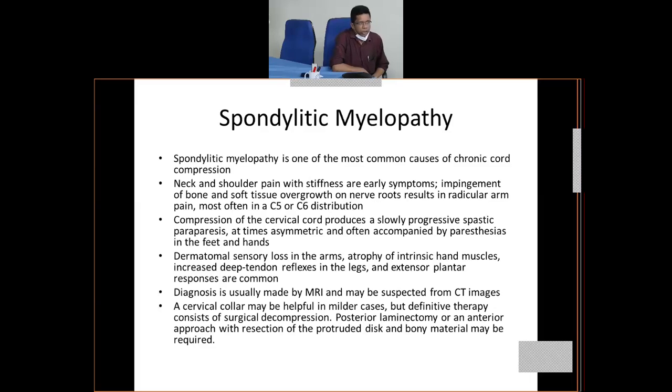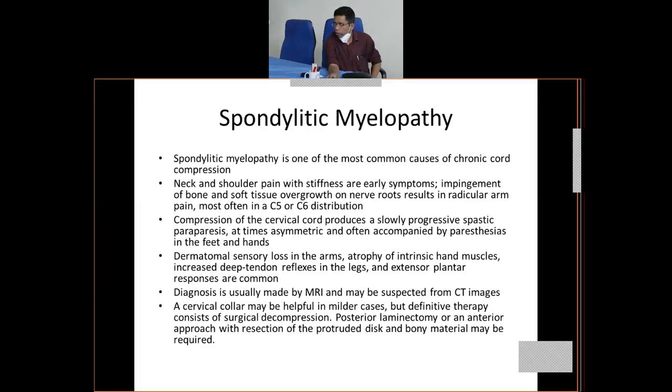In case of cervical, the patient will have neck and shoulder pain, mostly radiating pain. It starts over the back of the neck and radiates towards the fingers. In case of lumbar, the pain will start over the low back region and radiate towards both sides of the legs. You may get paresthesia, and there may be sensory loss. In case of cervical lesions, there may be atrophy of the intrinsic muscles of the hand. Then there will be increased deep tendon reflexes of the legs, extensor plantar response. Again, diagnosis is by MRI and sometimes CT.